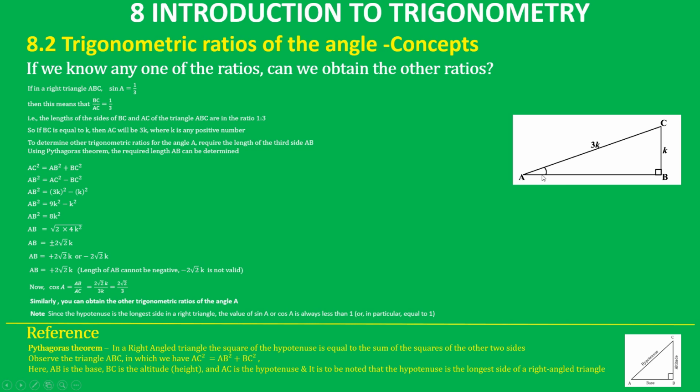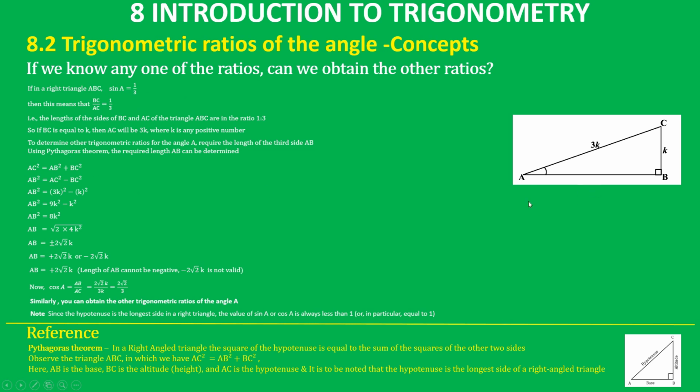To determine the other trigonometric ratios for the angle A, what we require? We need AB, right? You know sine A, so very well you can say that cosecant A is the reciprocal of sin A. Simply we can say it is 3. But we need the other trigonometric ratios; six trigonometric ratios we have to derive from this given statement, sin A is equal to 1 by 3.